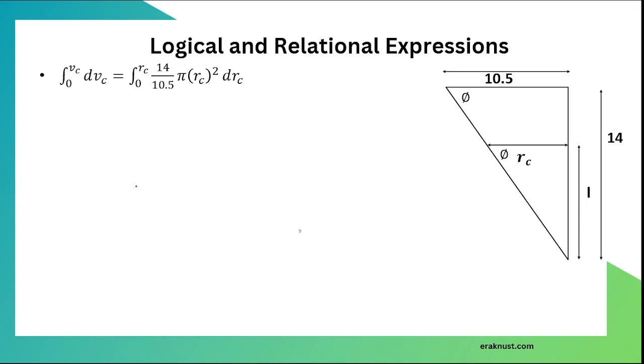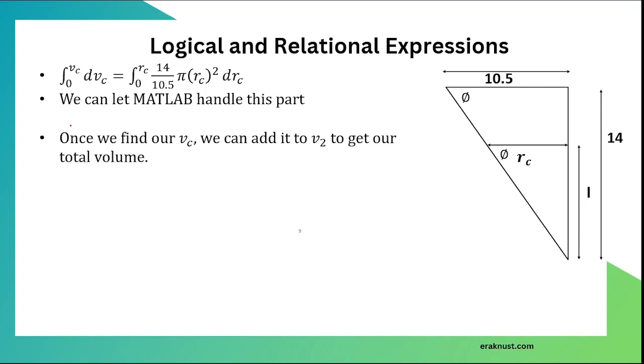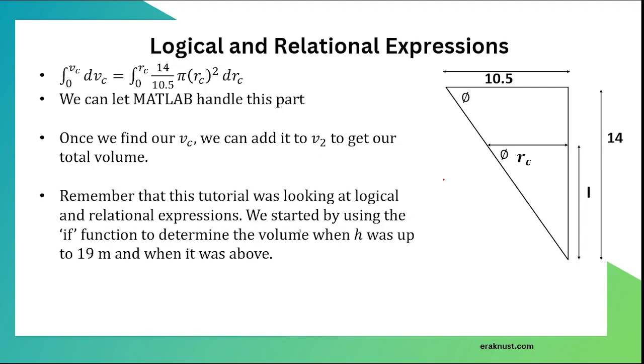So for the limits, we know that it's going to be from 0 to the volume of the cone that we are having, and from 0 to the radius of the cone that we are having. But we can let MATLAB handle this part easily. And once we find our volume of the cone, we can add it to V2. That's the volume we calculated earlier for just the cylindrical part, so that we can get our total volume.